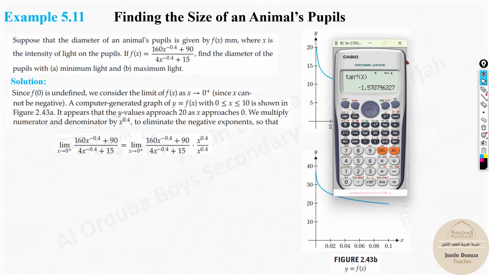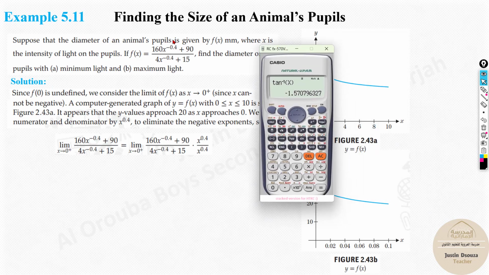Let's see, one second. Let me just show you this. Let me write it over here. Let me write this equation: 160 into x to the power minus 0.4 plus 90, divided by 4 multiplied with x to the power minus 0.4 plus 15. Okay, that's not the correct answer. Don't just put equal. Whatever the previous x value was stored, that will be your answer.